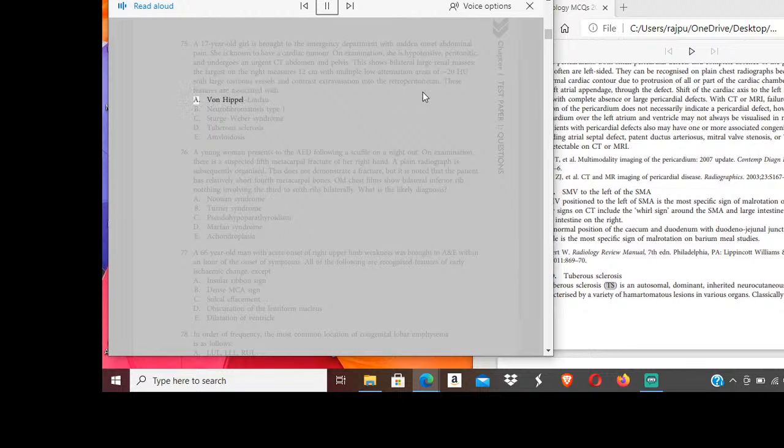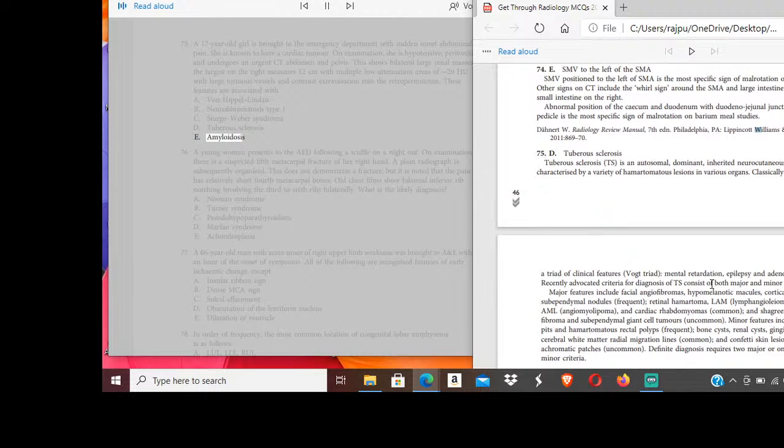These features are associated with: A. Von Hippel-Lindau. B. Neurofibromatosis type 1. C. Sturge-Weber syndrome. D. Tuberous sclerosis. E. Amyloidosis. 76. A young woman presents to the A&E following a scuffle on a night out.